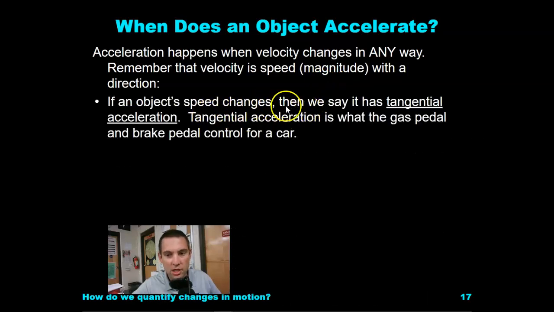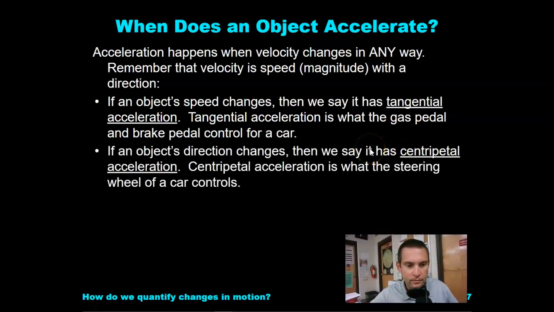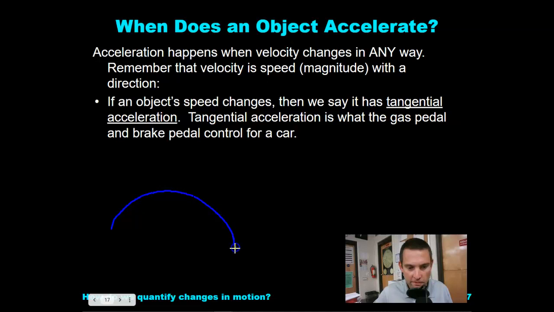If an object's speed changes, then we say it has tangential acceleration. Tangential acceleration is what the gas pedal and brake pedal control for a car. Let me break down that word tangential for you. A tangent line, on a curve, is a straight line that just barely kisses the curve at exactly one point. That would be your tangent line.